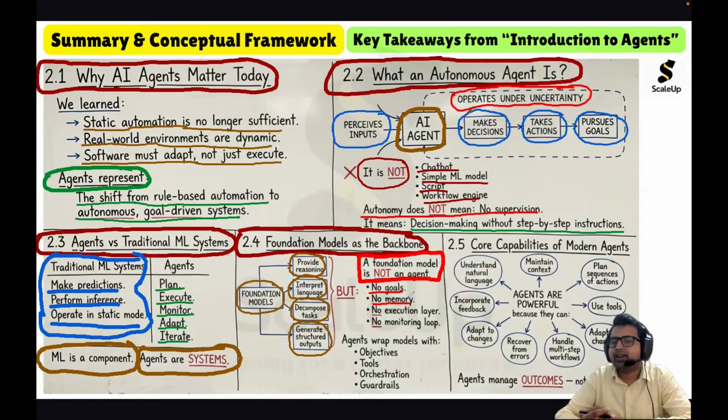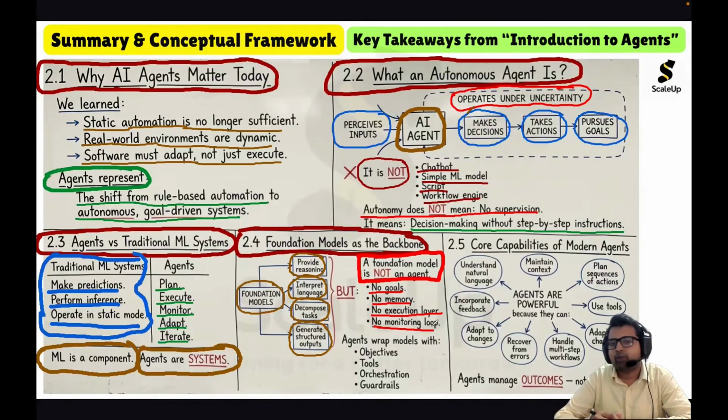It will not remember any interaction also. No execution layer. It will never act. It will just respond, and no monitoring loop. So since all these things are not there, foundation model is not an agent. Agent is something different. Agent will have a goal.